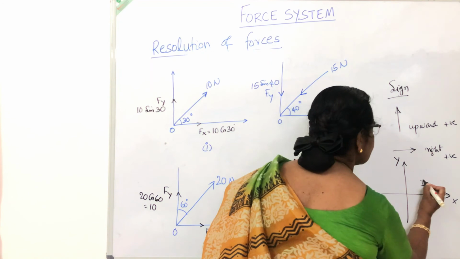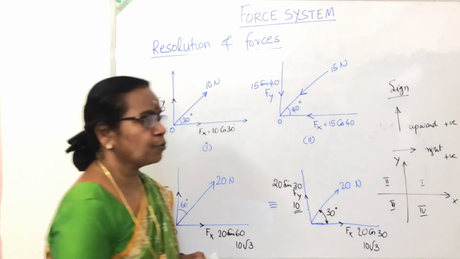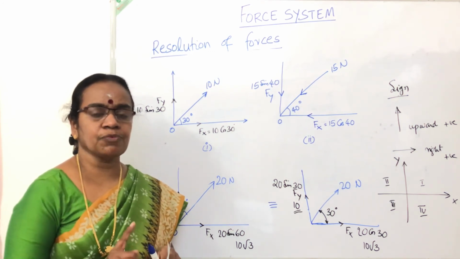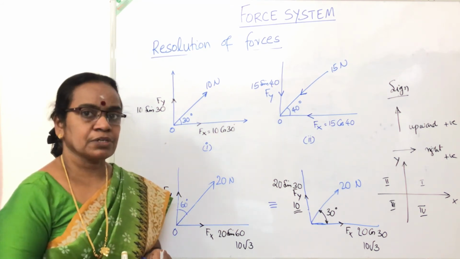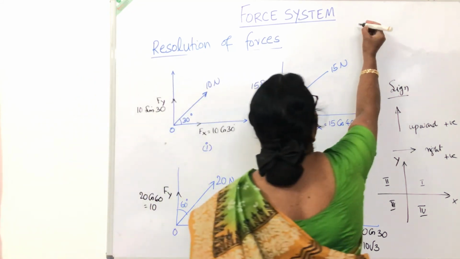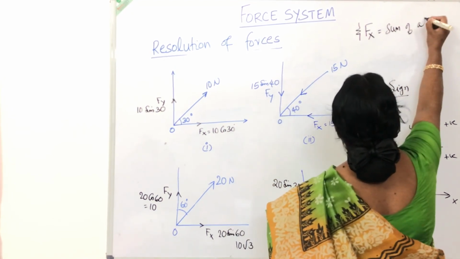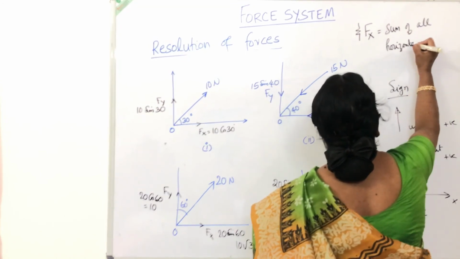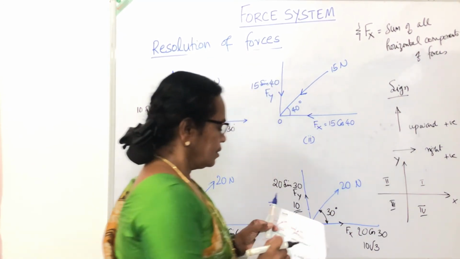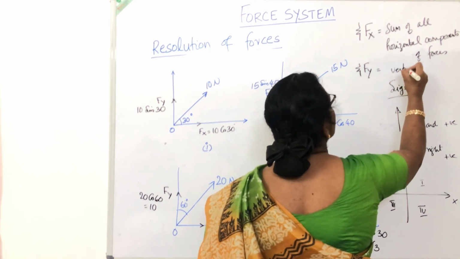So the first quadrant, this is called second quadrant, third quadrant, fourth quadrant. If the component of force in the x direction is towards right, that will be taken as positive, and if the component in the y direction is up, that will be taken as positive. All other things vice versa. Then we add all the force components in the x direction together, and we find sigma Fx, the sum of all horizontal components of forces. Similarly, we will find sigma Fy, the sum of all vertical components.